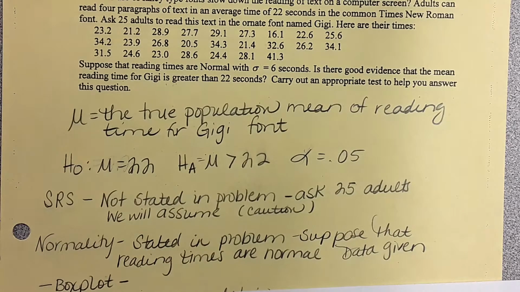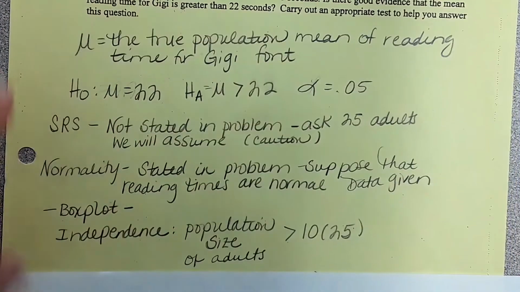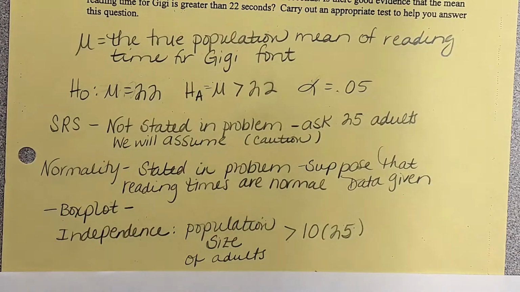Independence. And independence is what? Population of... yep, is greater than your sample times 10. And so in this case, is the population size of adults greater than 10 times 25? Our population is adults, right? So is our population size of adults greater than 250? I hope so. Yes, yes, yeah.